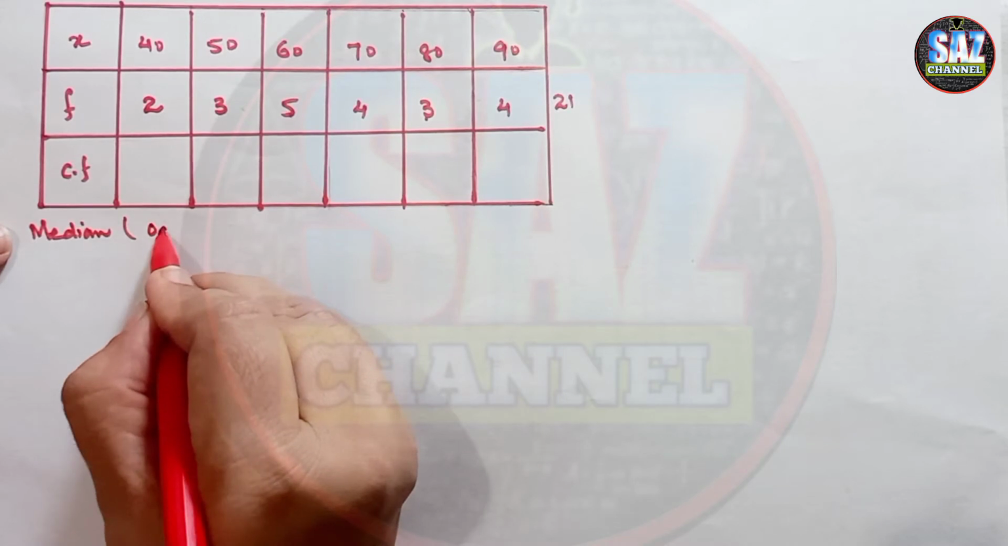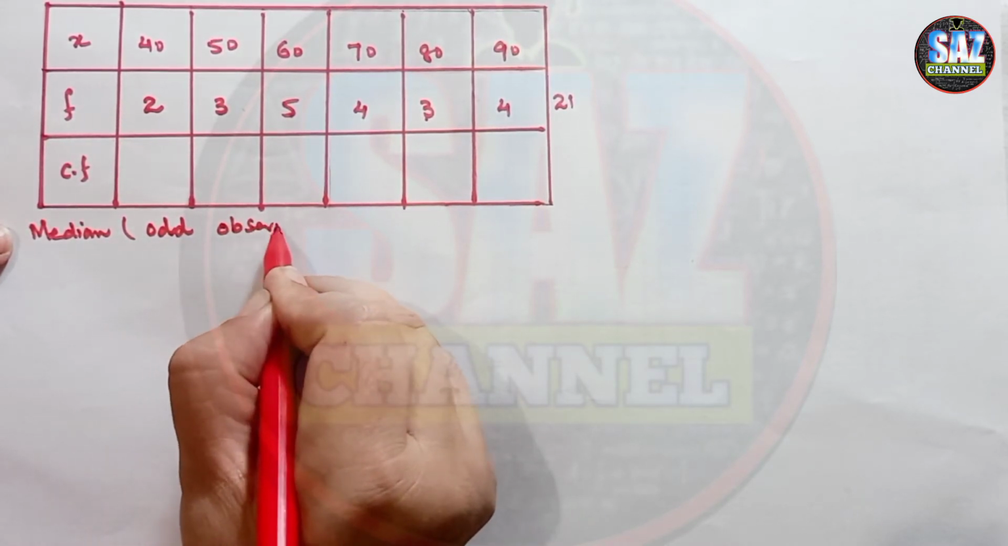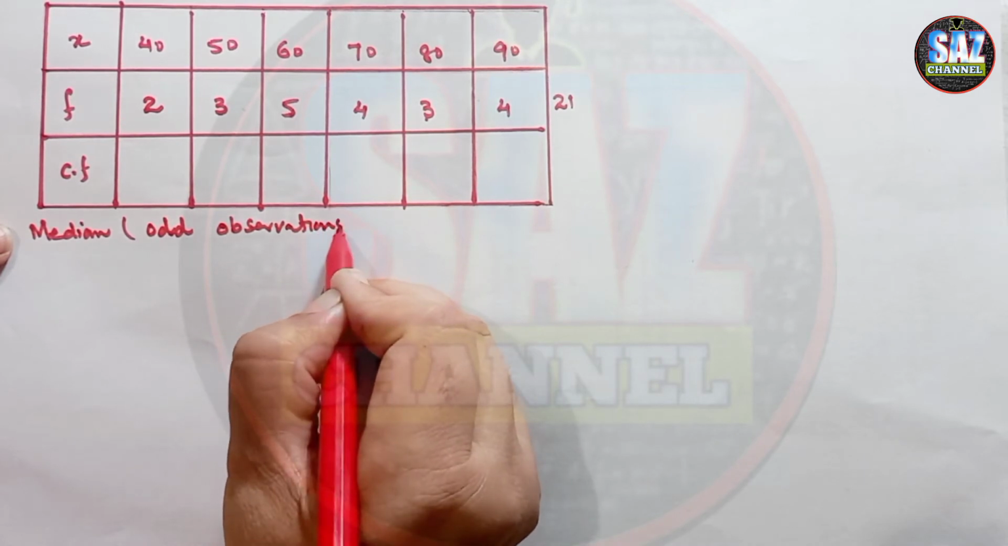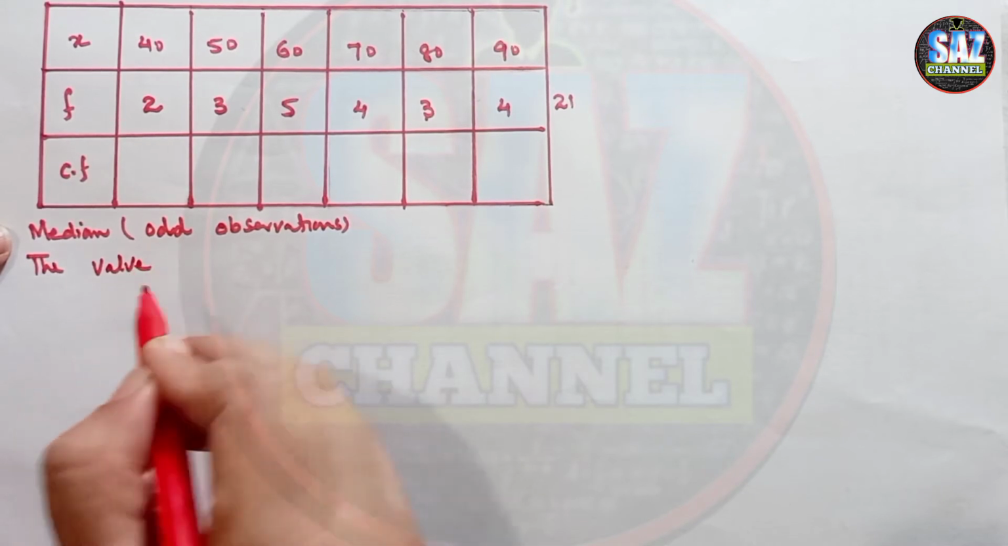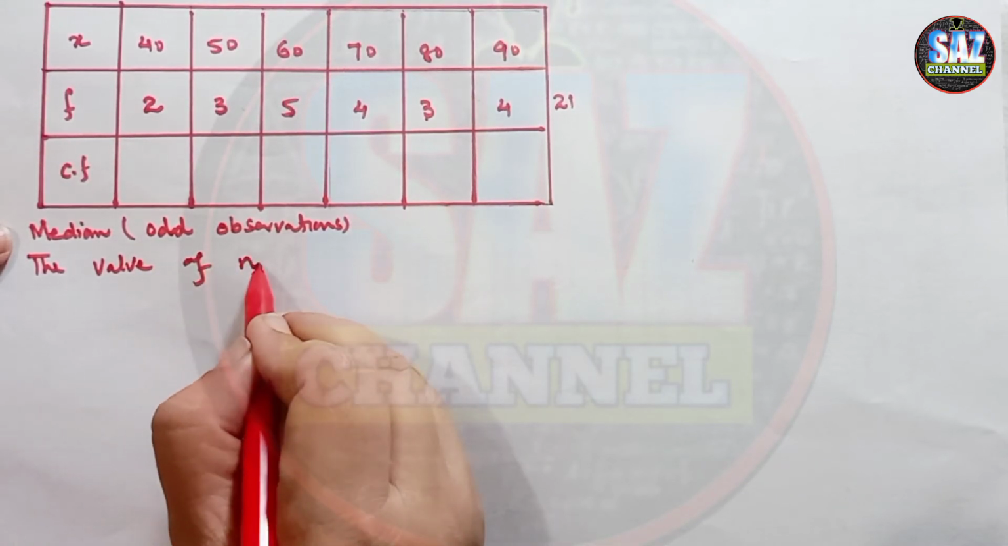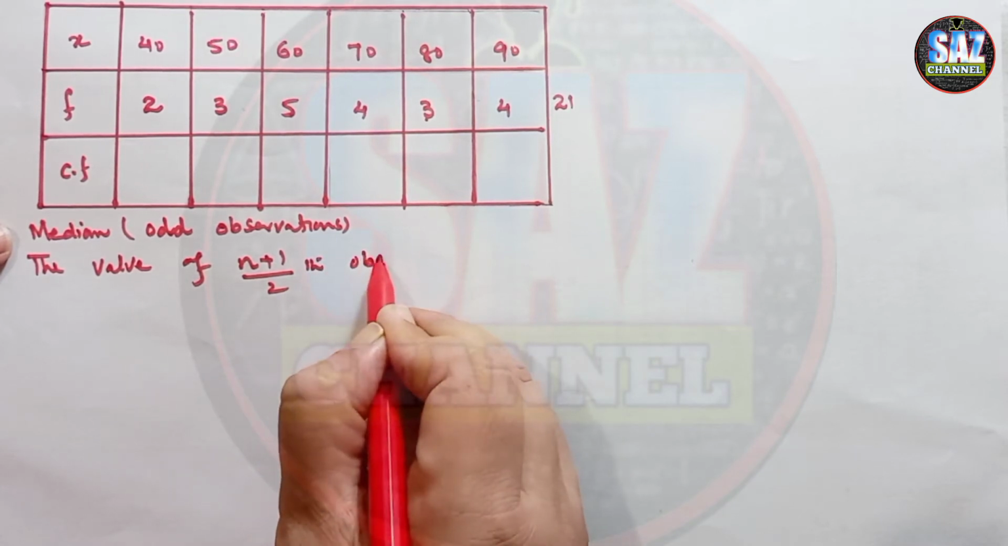is, for odd observations, the value of the (n plus 1) over 2th observation.